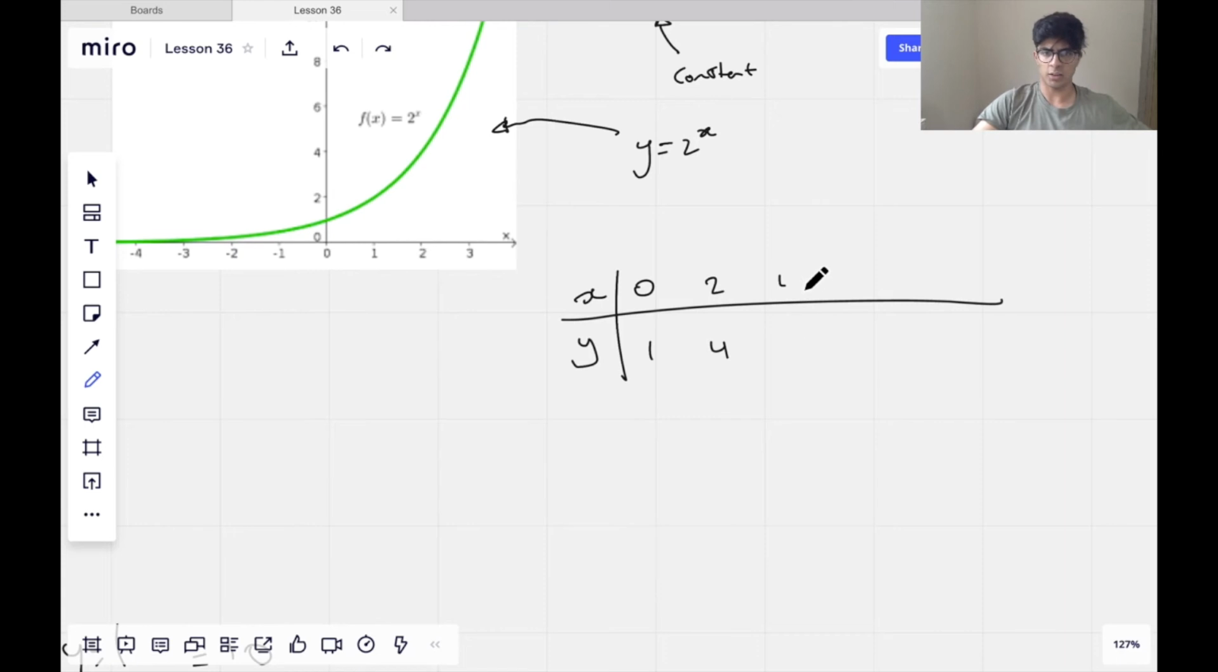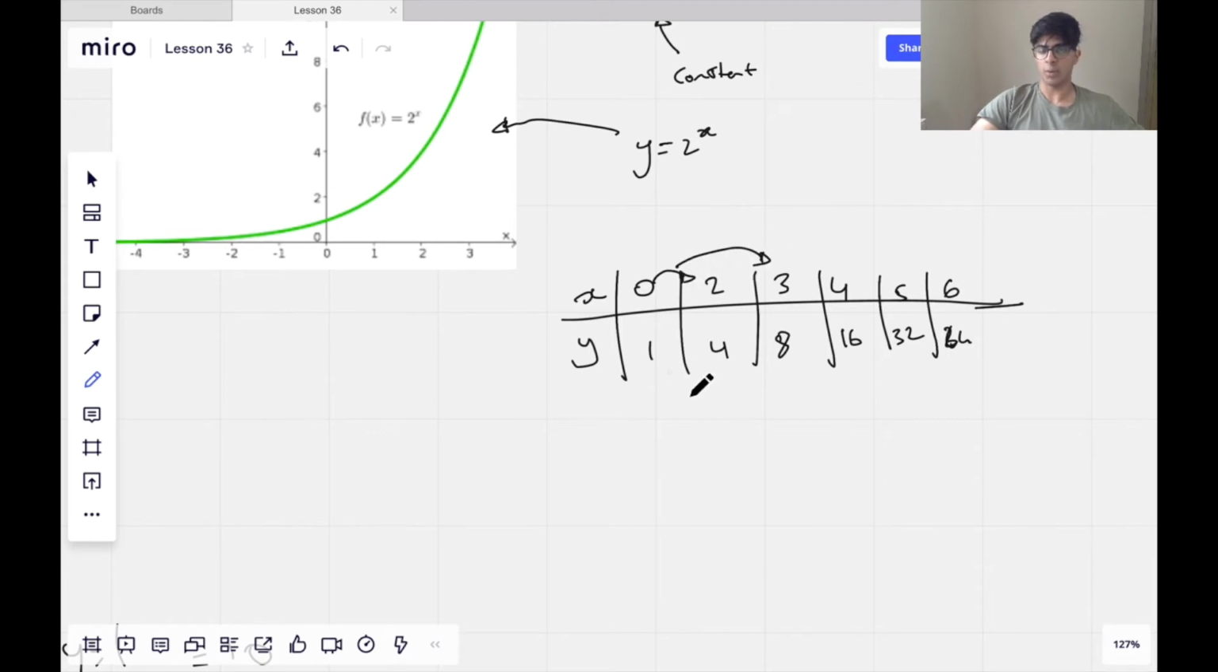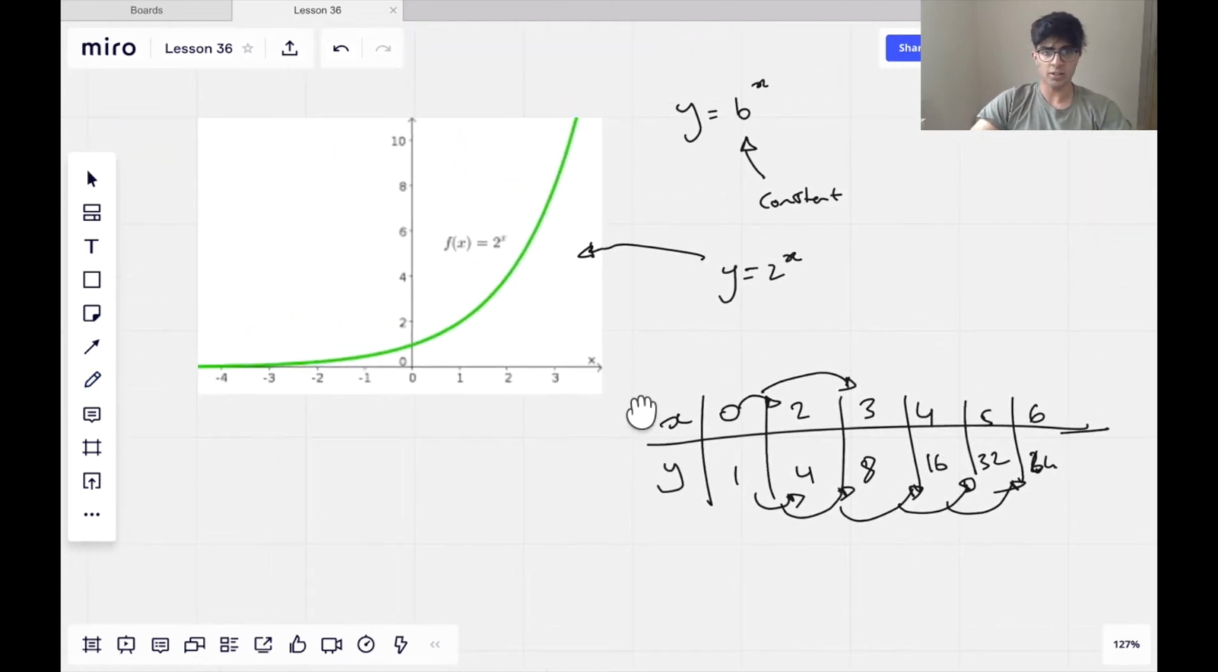When x is 3, y is 2 to the 3, which is 8. When x is 4, y is 2 to the 4, which is 16. And then 5 is 2 to the 5, 6 is 2 to the 6, which is 64. You can see that for each step in x, we're doubling the y value. It gets really large really quickly, as we can see in this exponential graph.